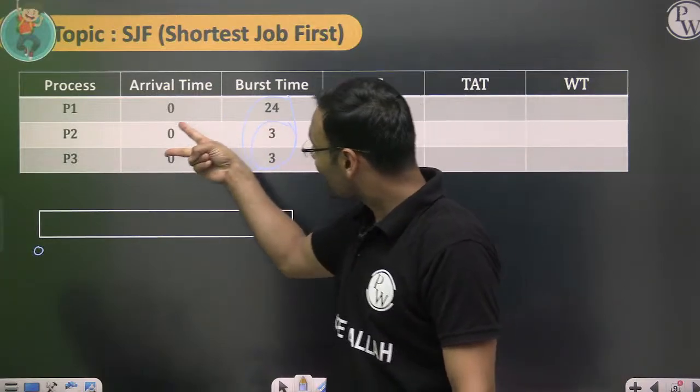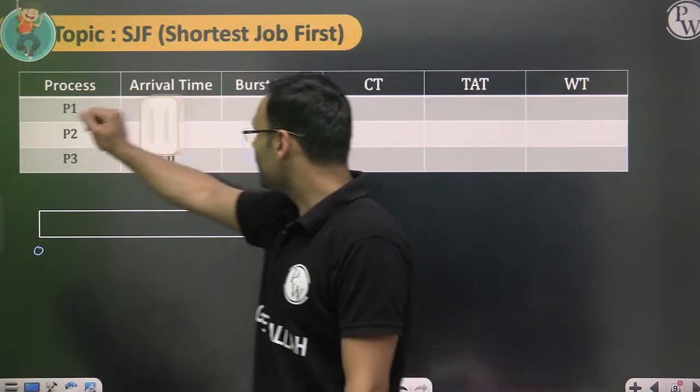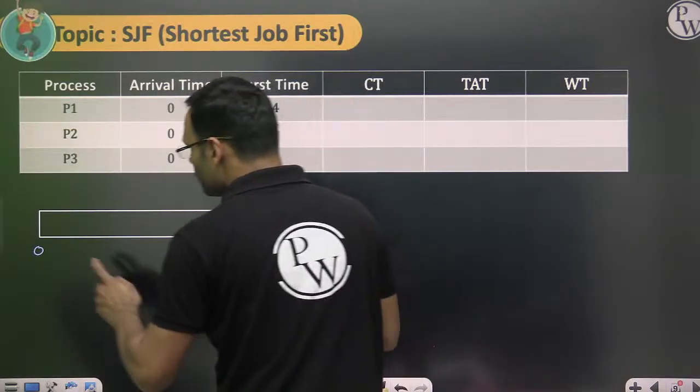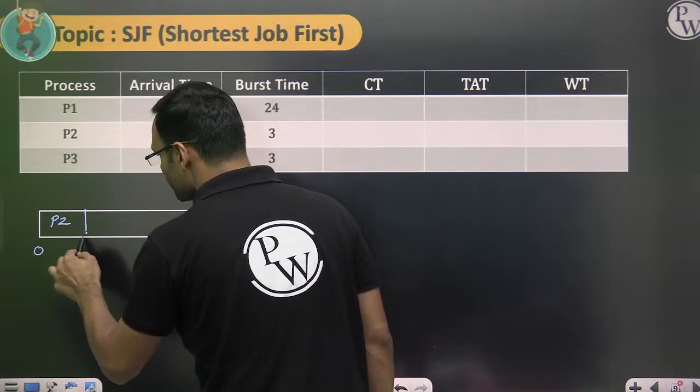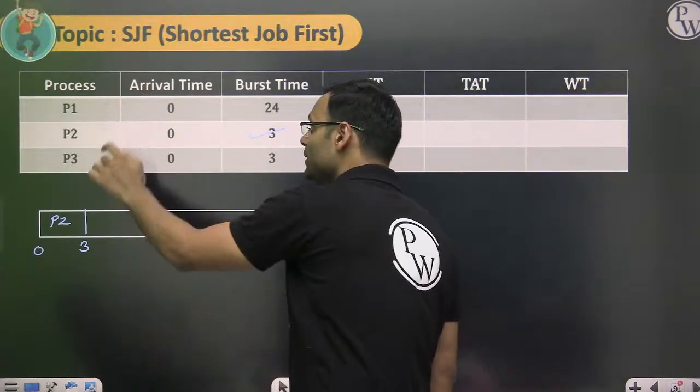Okay, then I'll go with the arrival time. Arrival time also equal. Then ID. Based on ID, P2 runs. P2 is smaller, P2 runs. P2 runs for 3 time units. Okay, done. Now two processes still remaining, P1 and P3.